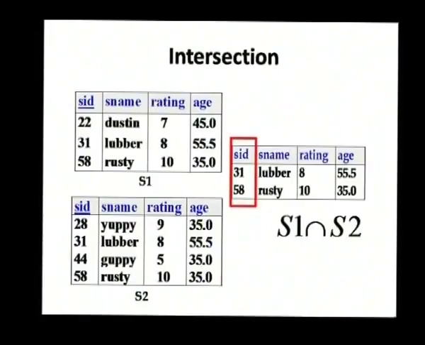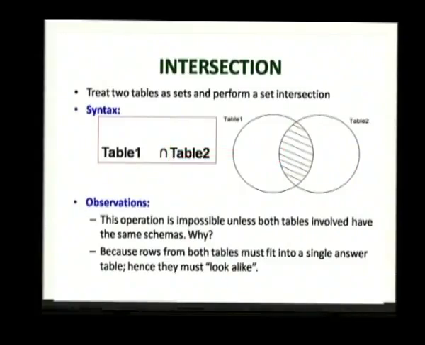So, 3158 comes here also as 3158. Only those two sailors are the result of these two relations, and the output is also a relation. In set theory terms, you have table 1 intersection table 2, and only those tuples that are common will be there in the output. These two tables take sets and perform a set intersection.